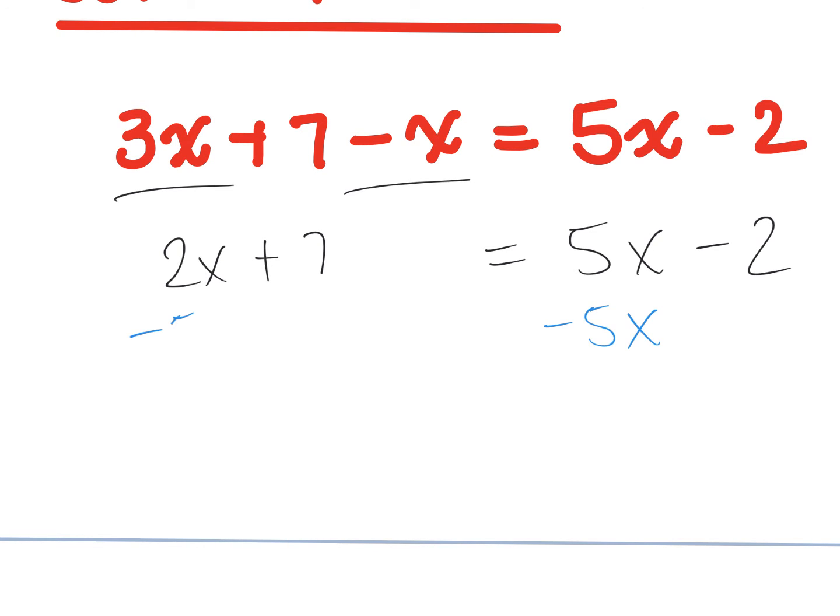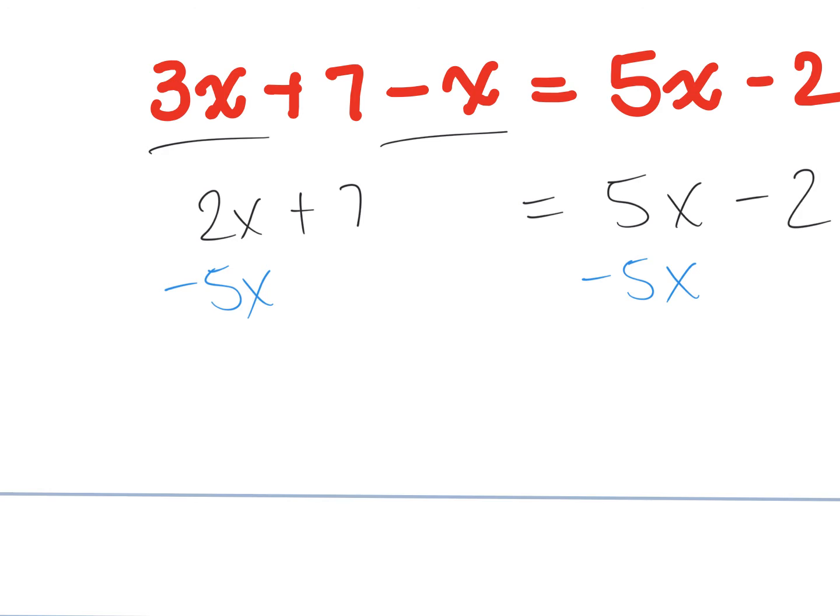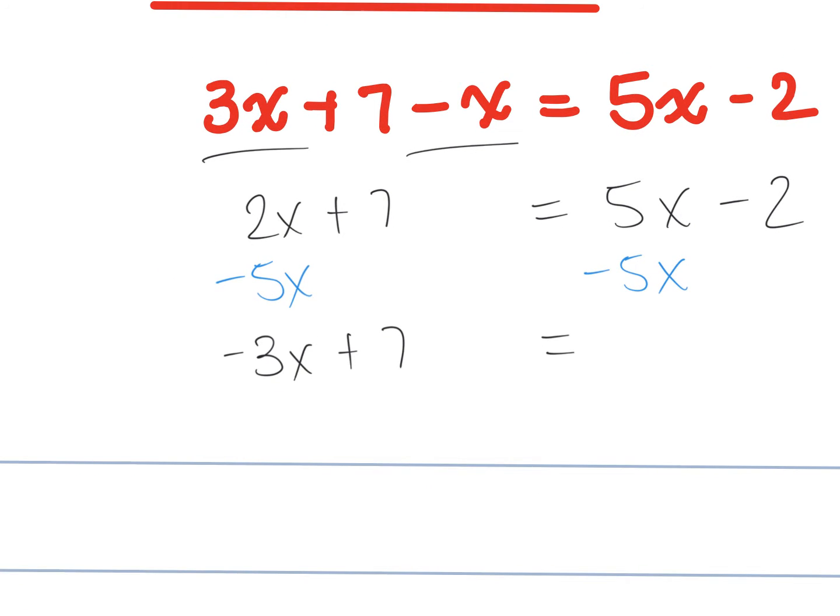Good. Minus 5x from both sides. What do I get when I subtract 5x? Someone new? Alec. Negative 3x plus 7 equals? Negative 2. Miguel, what's next? Good. If the x's are going on the left, constants are going on the right. Are we Gucci? So minus 7 to both sides.